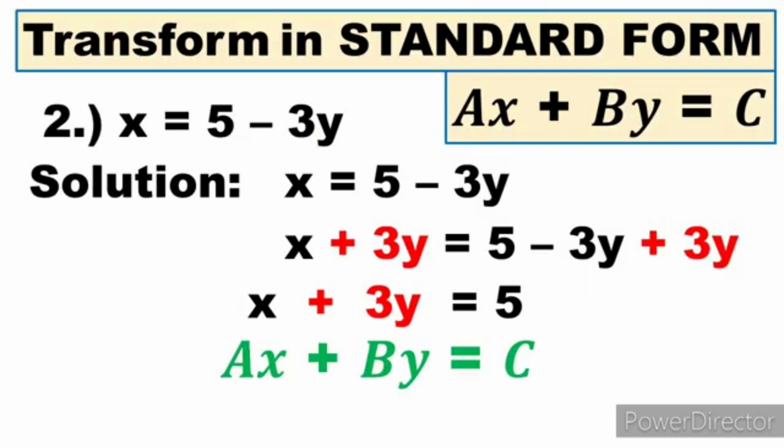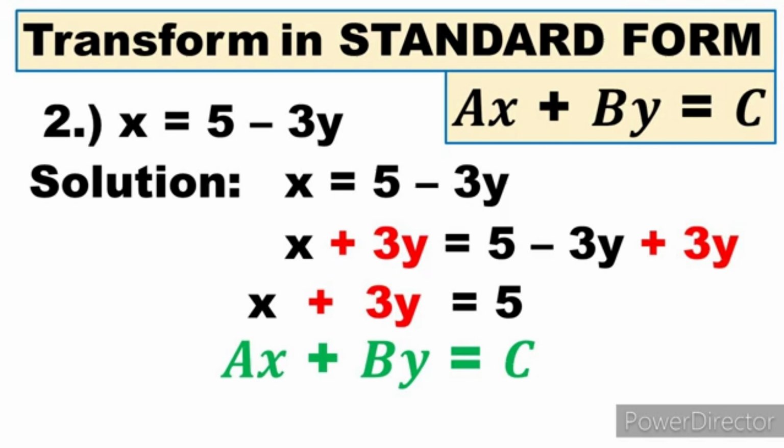Okay, next, number 2. X equals 5 minus 3y. Okay, so i-change natin siya or ita-transform natin into standard form into ax plus by equals c. Okay, so ang nasa left side ng equation natin is x lang. Okay, ang nasa right side is 5 minus 3y. So, ang gagawin natin para matransform sa standard form, kailangan yung may variable na x and y ay nasa left side and ang constant ay nasa right side.